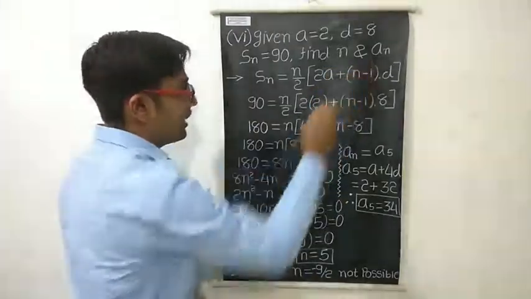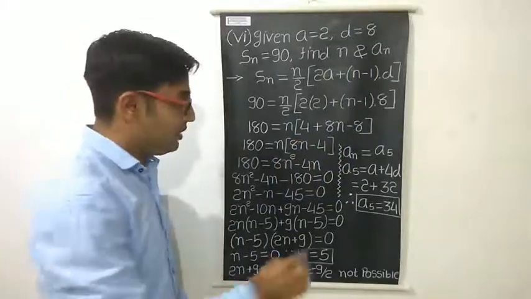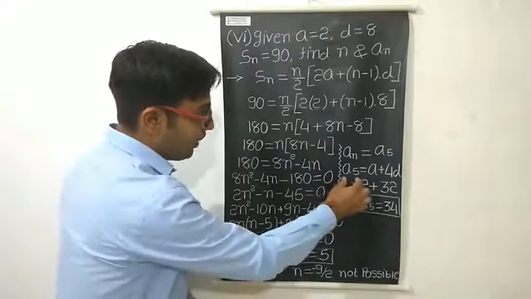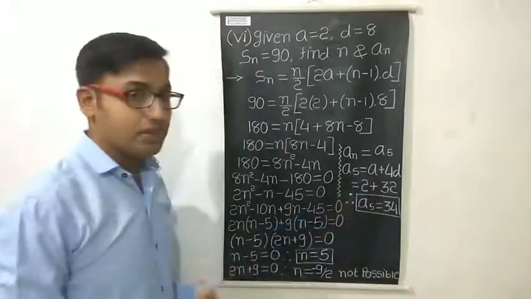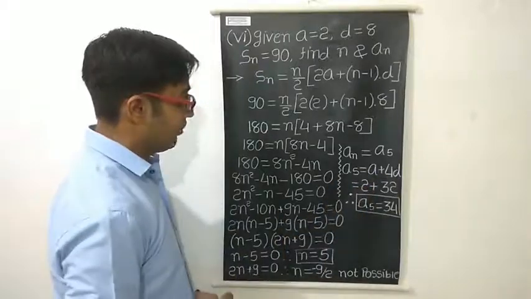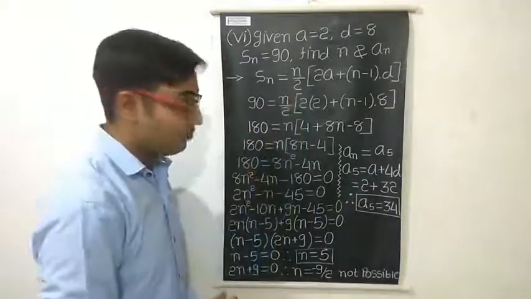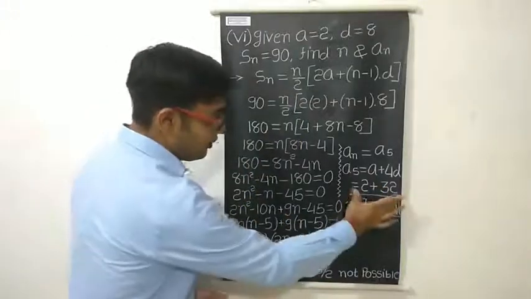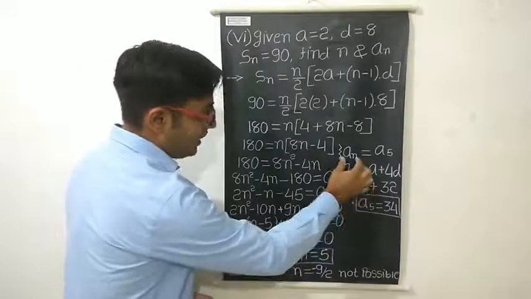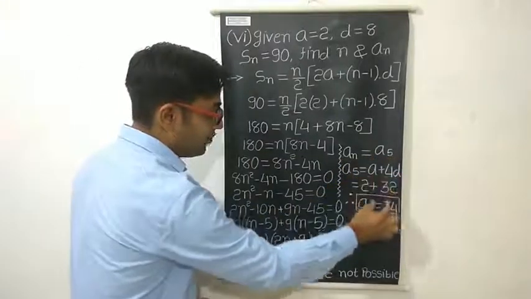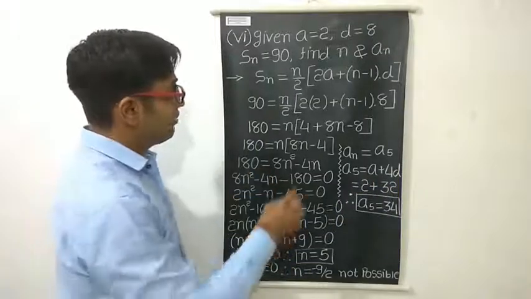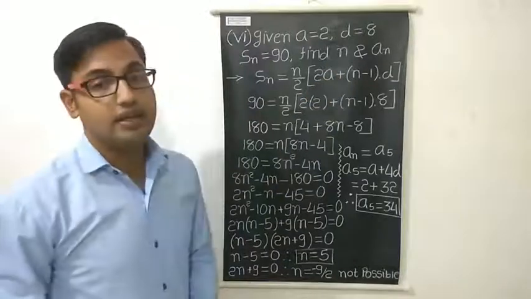Now we have to find an. an means a5 because n is equal to 5. And a5 is equal to a plus 4d. So a is 2, 4 into d. Now what is d? d is equal to 8. 8 fours are 32. Addition of both is equal to 34. So the value of an, that is a5, is equal to 34. Okay? So we get both the unknown values n and an.